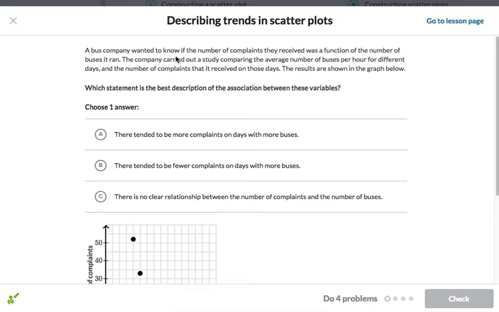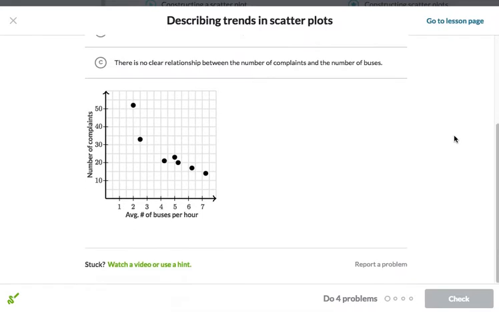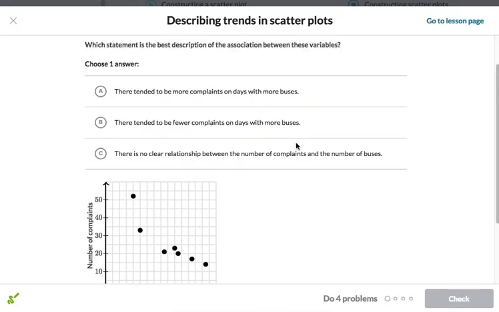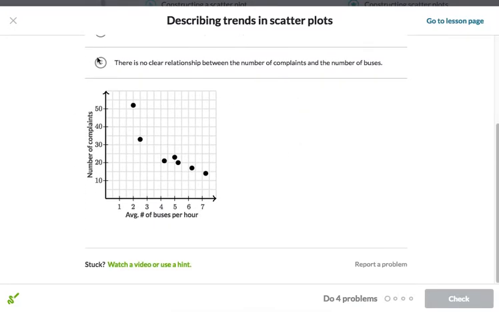A bus company wanted to know if the number of complaints they received was a function of the number of buses it ran. The company carried out a study comparing the average number of buses per hour for different days and the number of complaints it received on those days. The results are shown in the graph below. So similar to what we were looking at, the average number of buses that it runs per hour, and the number of complaints it receives. We can see here, the fewer buses it runs, the more complaints. The more buses it runs, the fewer complaints. And just by looking at the data here, we can probably figure out what the question is.